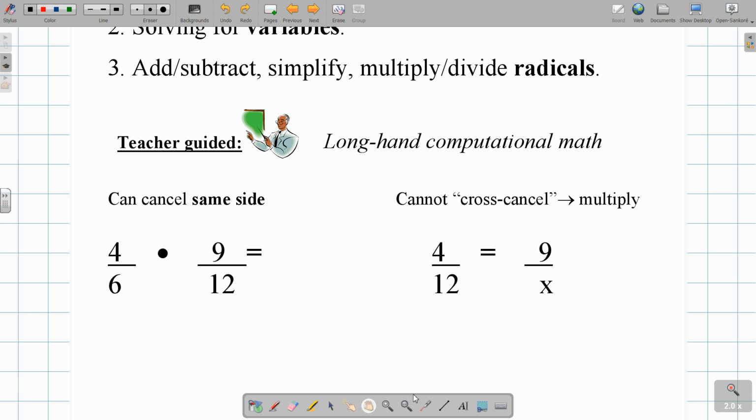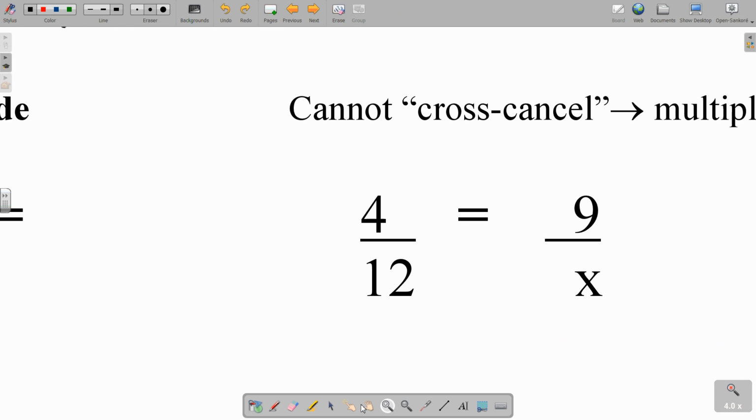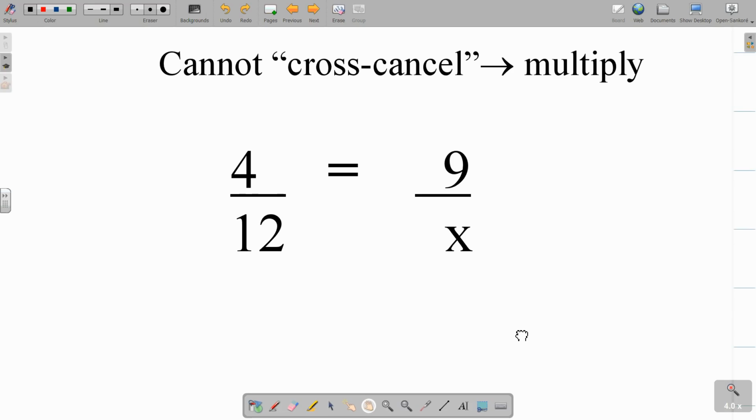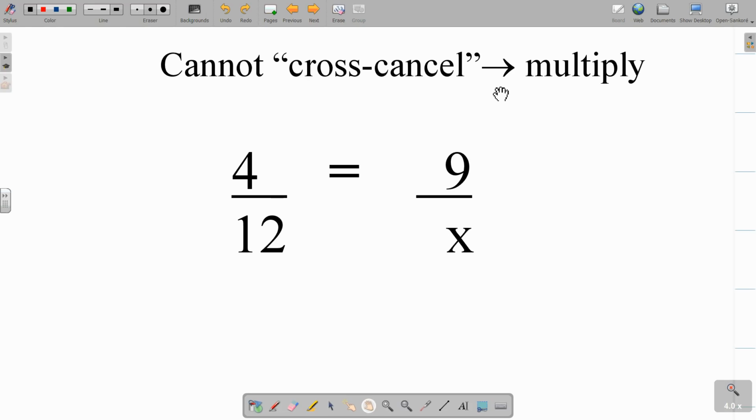Instead, if there is an equal sign between the fractions, you multiply. Do not be reaching for a calculator to do 12 times 9.